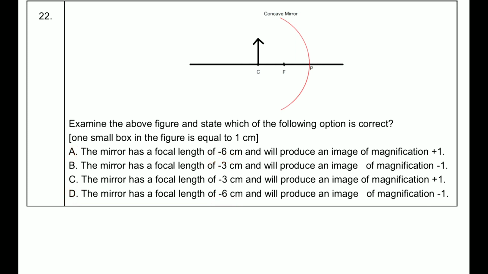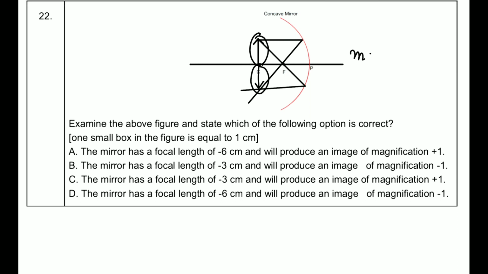Let's look at option B and option C, because they are telling me -3 centimeter will produce an image of magnification -1, or will produce an image of magnification +1. Now let's complete this image, right? So this is the ray, and this is the ray, something like this, and you guys can see my image is exactly at the same point. So basically magnification will be 1, because the same size of the image is there.